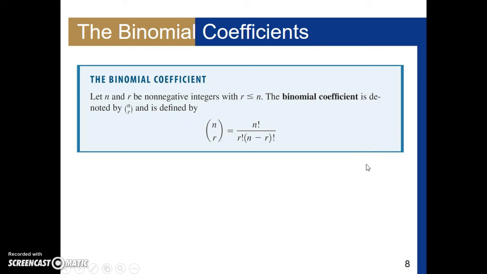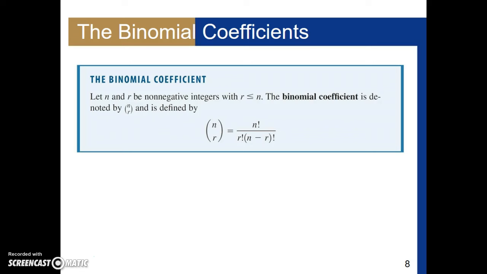Now here is the formula for coming up with those coefficients in our binomial theorem. And let's figure out what n means. Let's figure out what r means. So n and r are non-negative integers. n can be 0, r can be 0. That's why it's non-negative. Otherwise it would say positive integers. So n and r are either 0 or some positive integer.